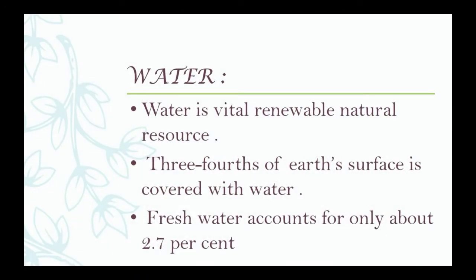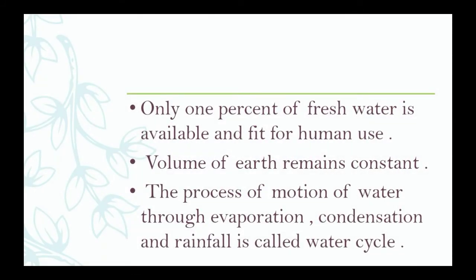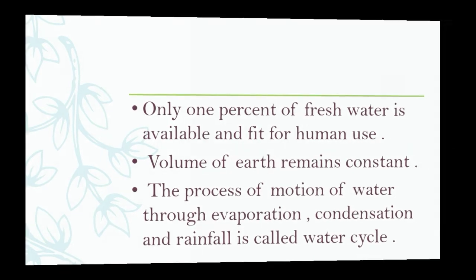Next, water. Water is a vital renewable natural resource. Three-fourths of Earth's surface is covered with water. That is why Earth is called the water planet. Fresh water accounts only for 2.7%. In the 2.7% also, nearly 70% of that occurs as ice sheets and glaciers in Antarctica, Greenland, and mountain regions, due to their locations. And only 1% of water is available and fit for human use. And the process of motion of water through evaporation, condensation, and rainfall is called the water cycle.